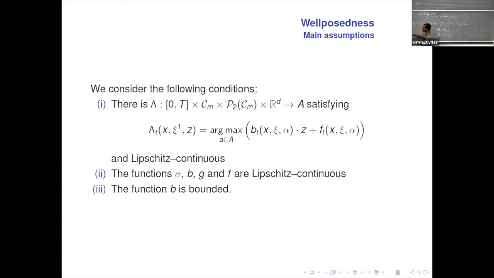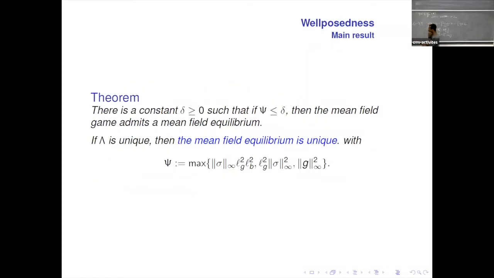I need to have some growth property to guarantee enough integrability of all these things. So B's boundedness is fine, but these guys here, F, sigma, and G, should grow at a linear rate, at least in the other variables. In X they can grow at a faster rate, because X will not really have a problem with moments. Okay, so with these conditions, we have the following result.